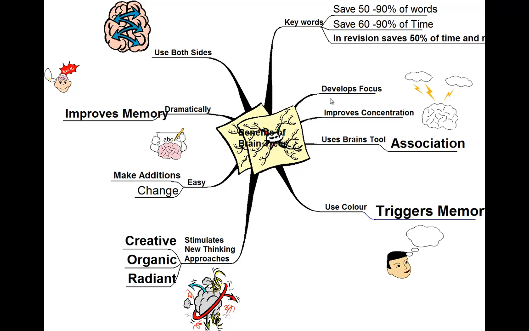It makes additions very easy. All you've got to do is just draw another line. If I wanted to put another line on, easy, I can just draw one there and put it on. It improves memory dramatically. And above all, it uses both sides of the brain. I do recommend this method of revision. It makes you think, it makes you embed your knowledge, and it's easy to use. And when you've done it, there is nothing simpler than just looking at one sheet of paper per topic to carry on your revision. Thank you for listening and watching this video.